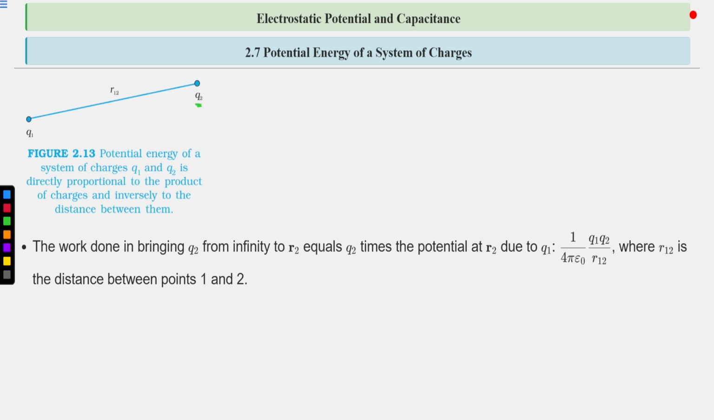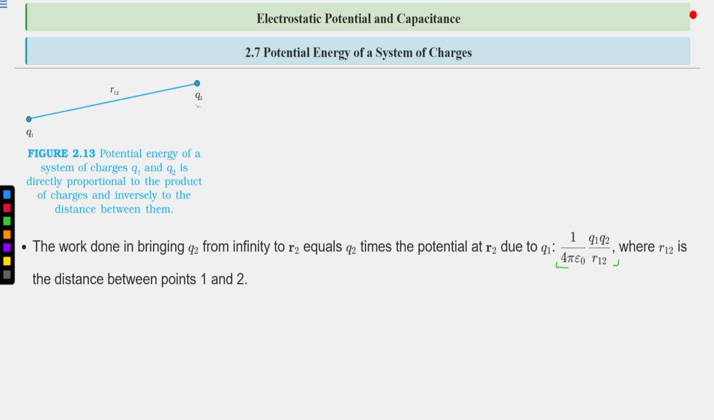Okay, so what will it become? This Q2 into the potential created by Q1 charge. What is the potential created by Q1 charge? 1 by 4 pi epsilon naught Q1 upon R12. This is the potential created by this Q1 charge at this point.